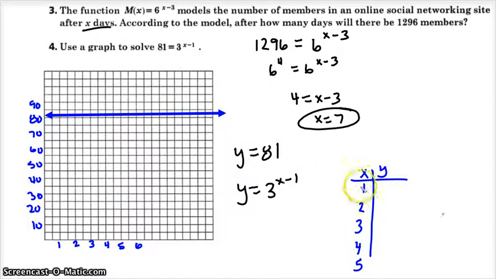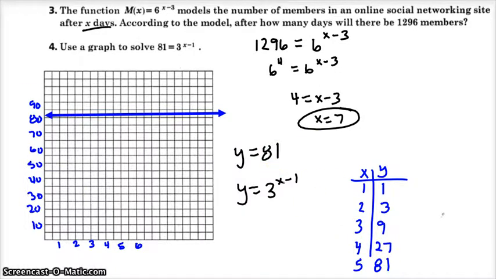So if I plug in 1, I get 3 to the 0, and we all know anything to the 0 power is 1. If I plug in 2, I get 3. If I plug in 3, I get 3 squared, which is 9. If I plug in 4, I get 3 to the 3rd power, which is 27. And if I plug in 5, I get 3 to the 4th power, which is 81. We can see now that's what we wanted. We wanted to get up to 81.